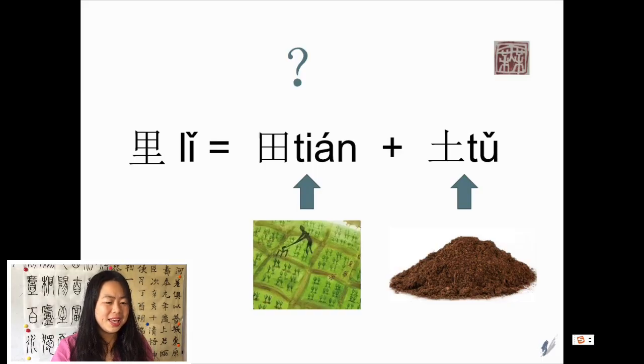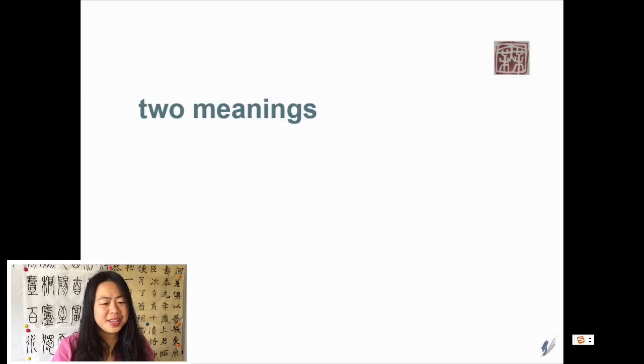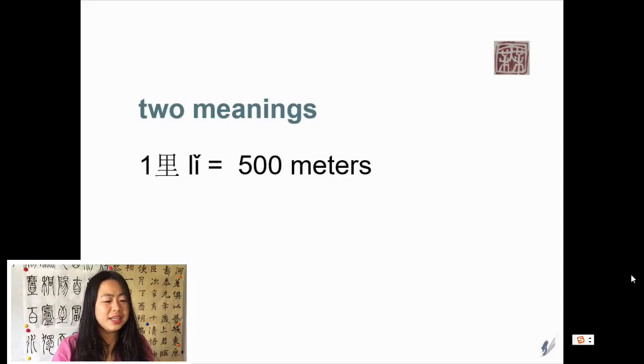Now, we have two meanings. One meaning is Li: 1 Li equals 500 meters. Why is that? Because our ancestors thought that 25 houses make 1 Li. So 25 houses is now about 500 meters. We use Li in our traditional scale system, and we still use it now. So that's one meaning. How about the second meaning?